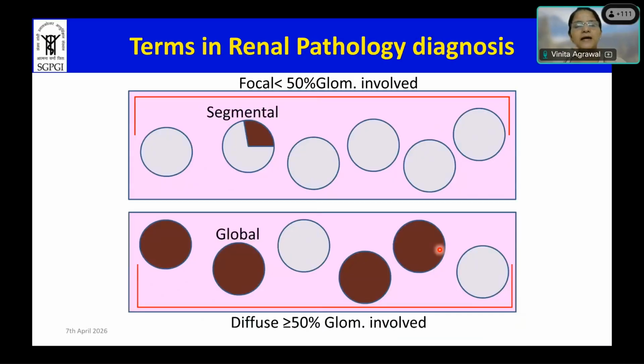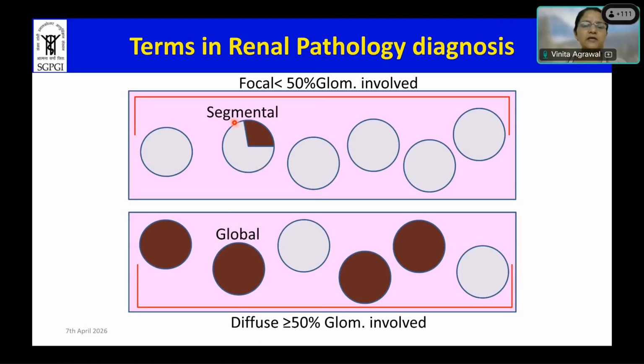It is important to understand the terms that we use in renal pathology diagnosis. We use the term focal when, suppose you have 10 glomeruli in a biopsy and only 4 are involved by a lesion, then it will be focal because less than 50% are involved. Whereas if out of the 10, 5 or more glomeruli are involved, we will say that it is a disease which is diffuse. So that is how we use the different terms in a renal biopsy, like focal, diffuse proliferative, focal segmental glomerulosclerosis, or global glomerulosclerosis.